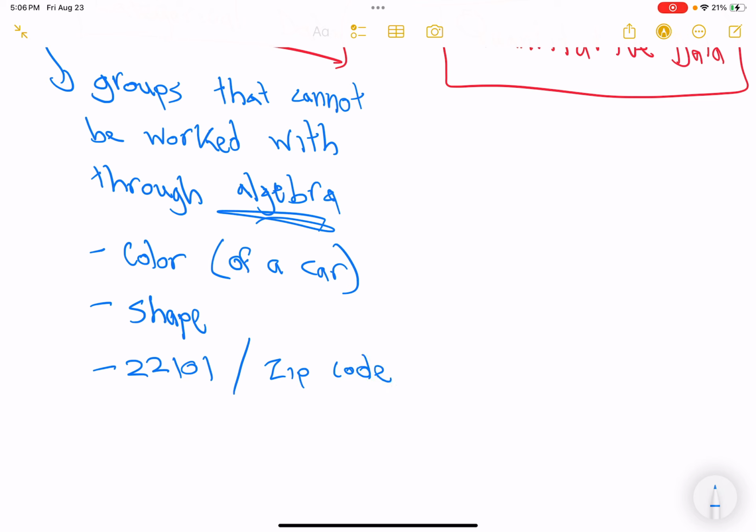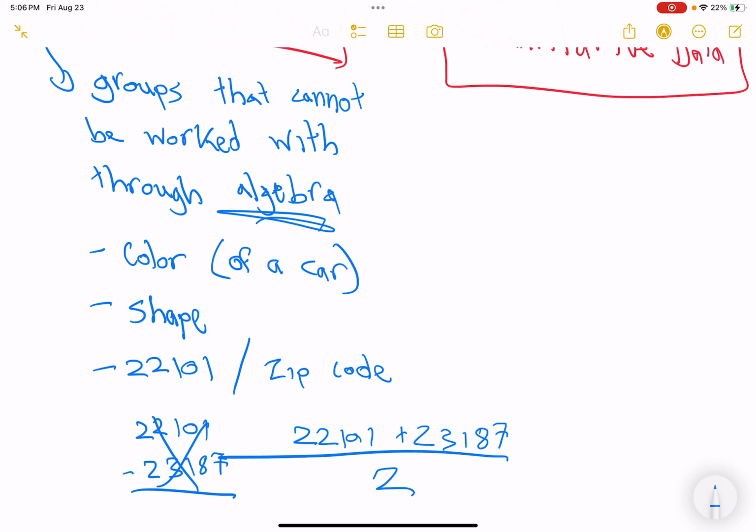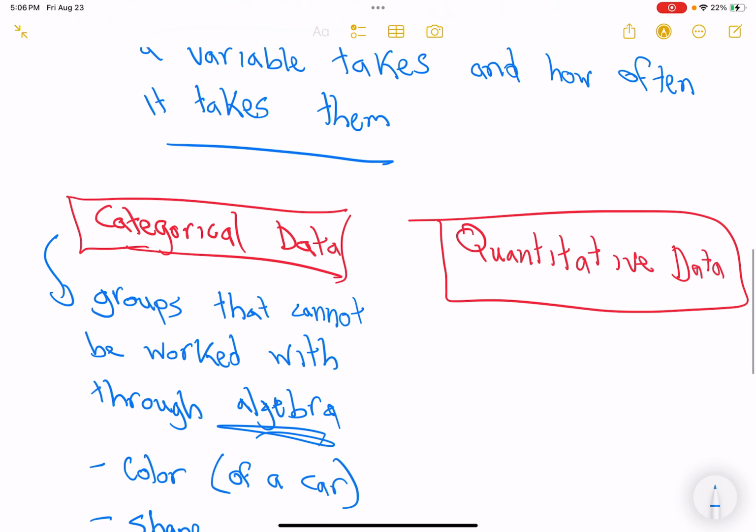Okay, and the reason that that one counts as categorical and not numerical is you can't really subtract zip codes. It doesn't do anything, right? So 23187. So these are 2 different zip codes. Subtracting those would do nothing. Averaging them, right? If you added these together and divided by 2, that wouldn't do anything. That would mean nothing, right? And so for that reason, it's categorical data.